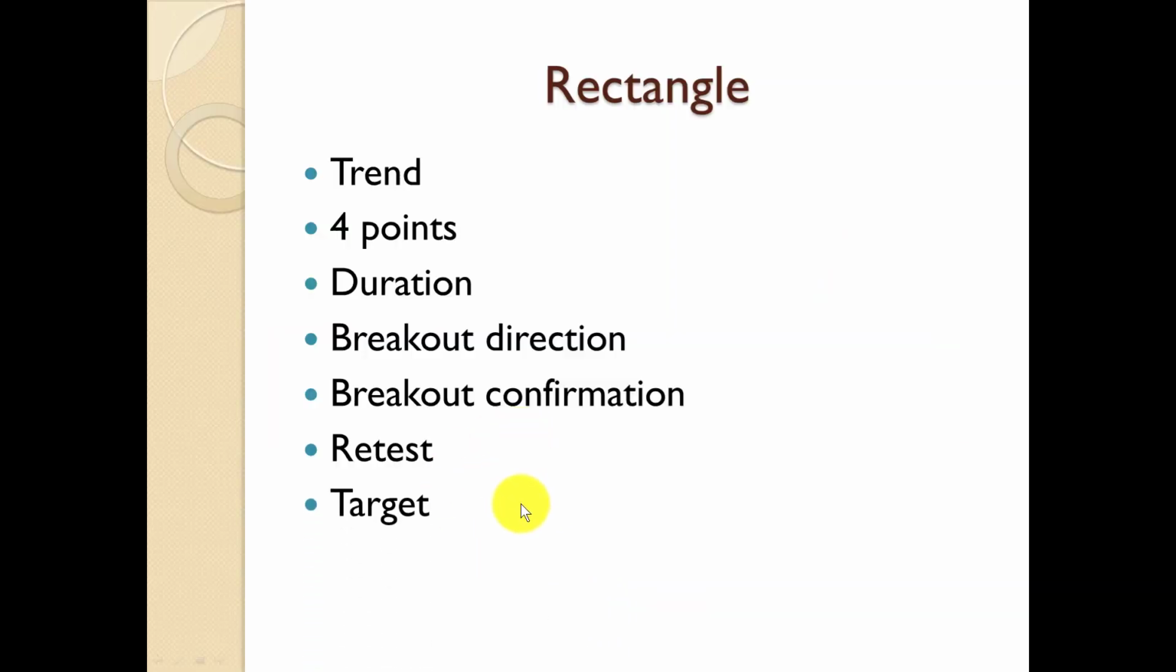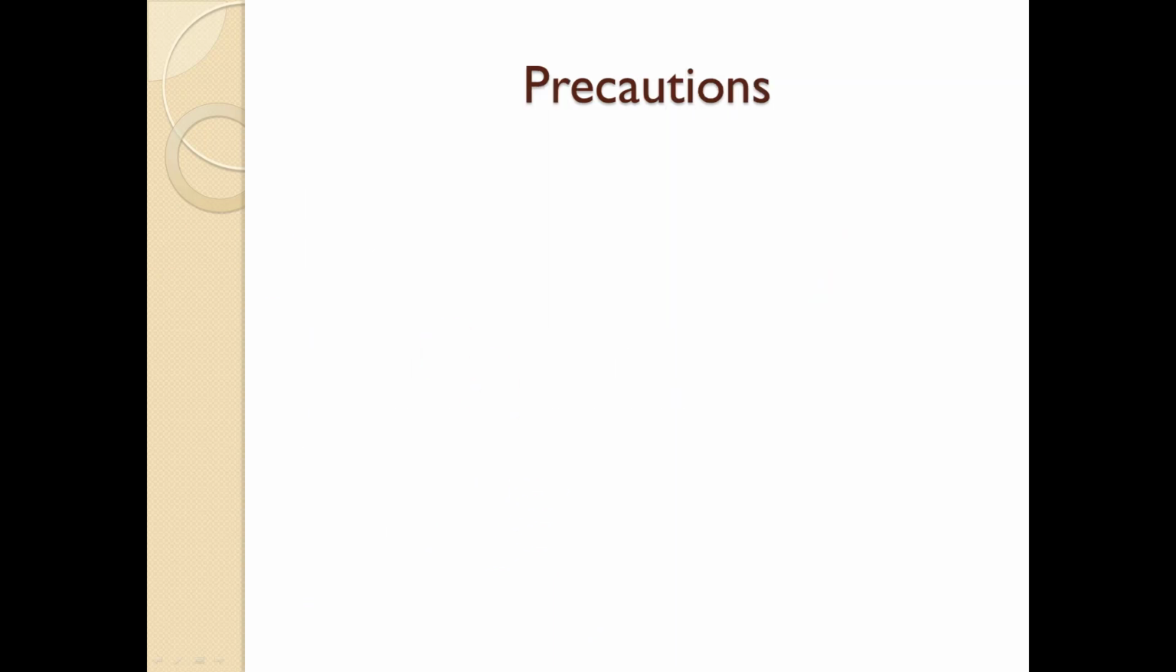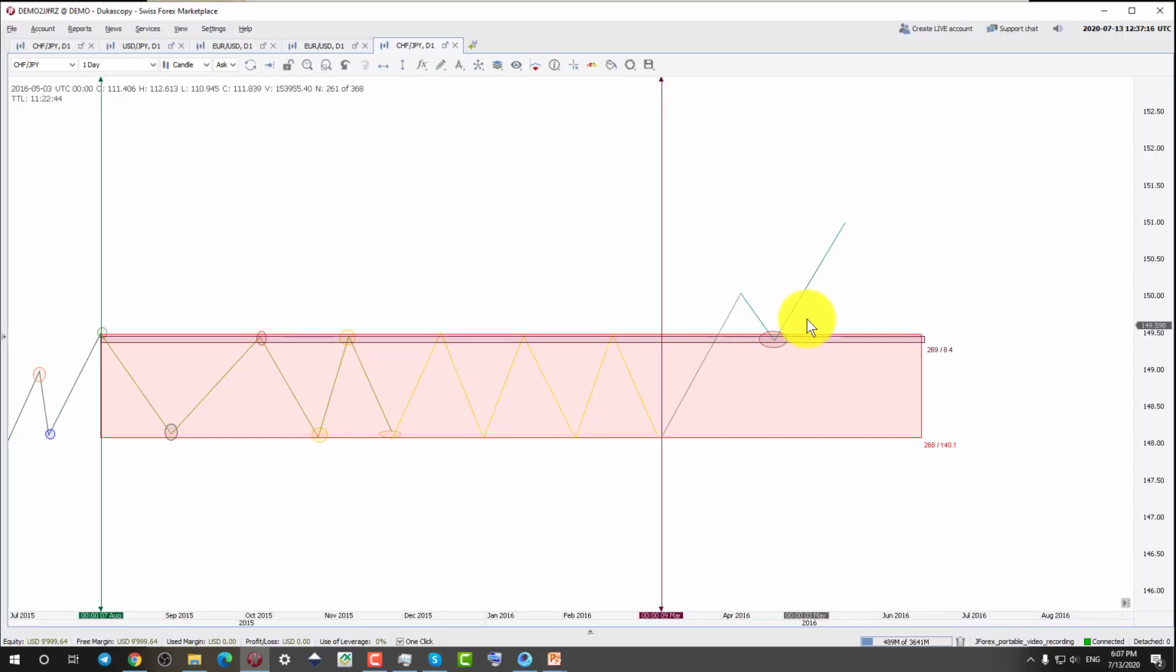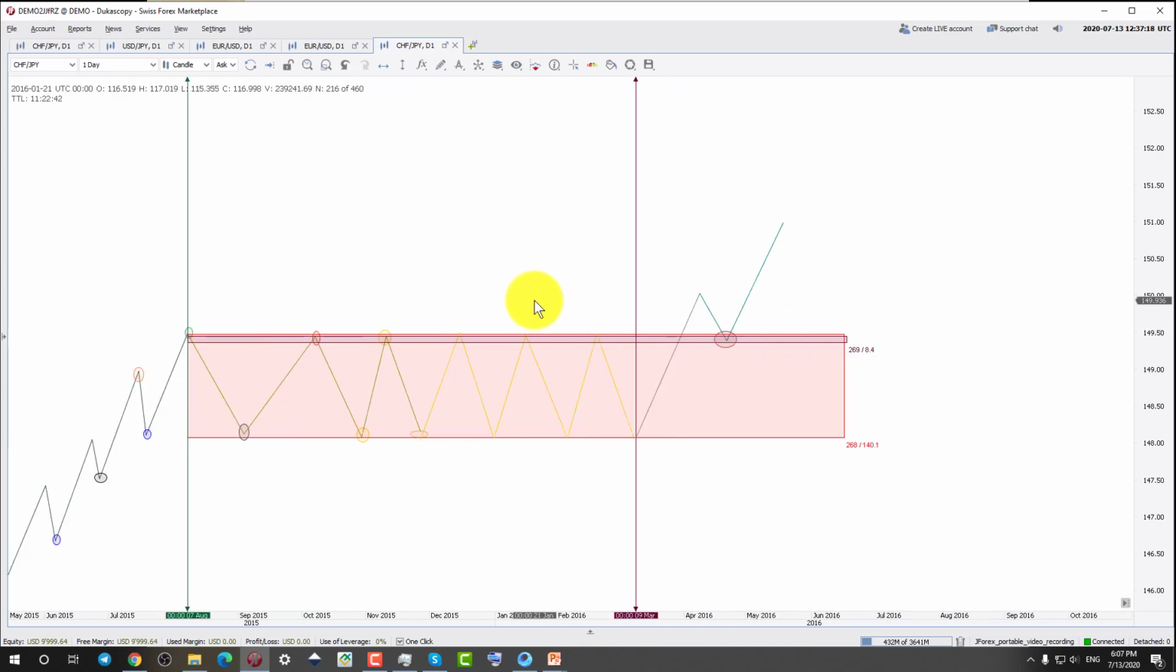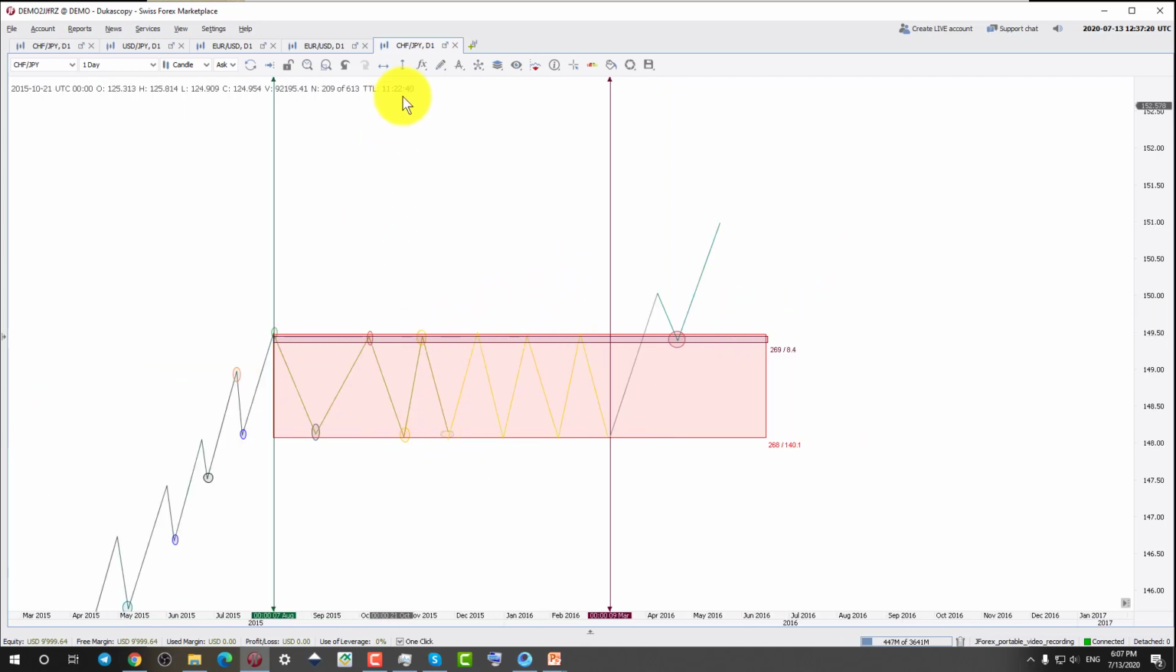After a retest, what is next? Target. That is the last thing. After target, we have only precautions to discuss. Now what should be the target? Friends, in this case, this is a measured pattern, so the target is equal to the height of this pattern. We measure an equal rectangle of the same height, and then we place that above the breakout level. So this will be our target. In this case, this target will coincide with 150.88.